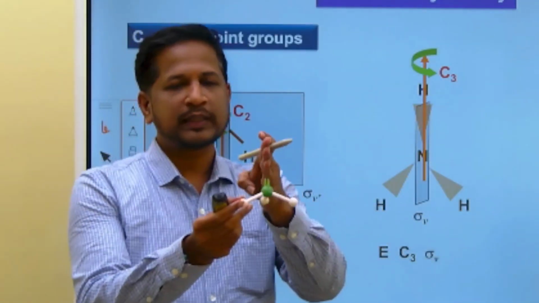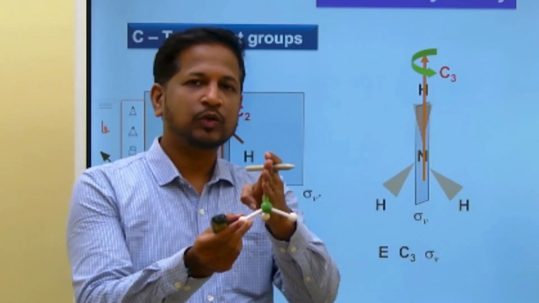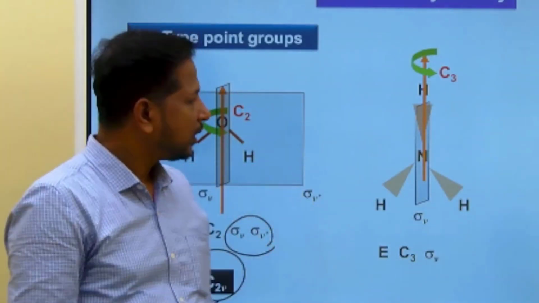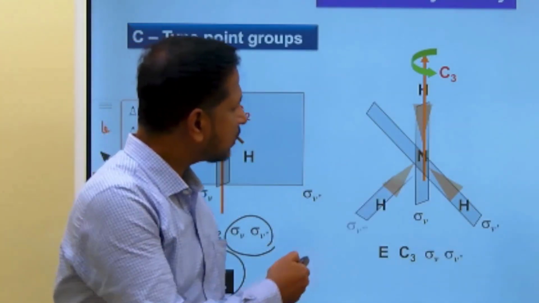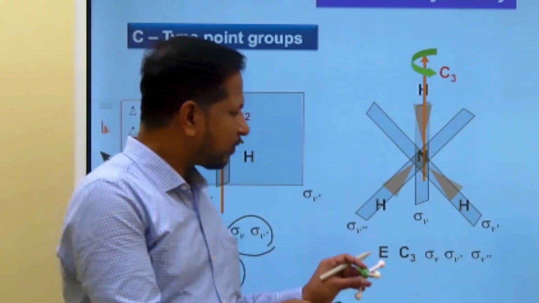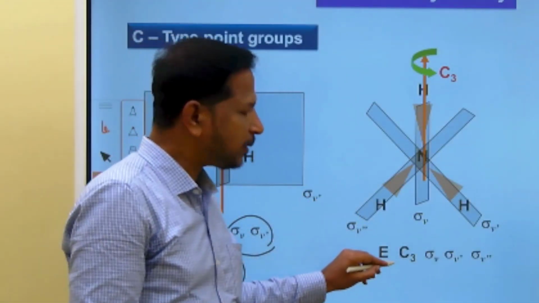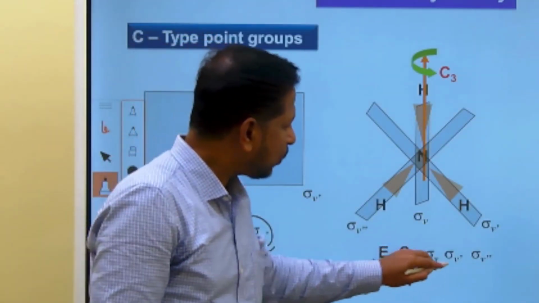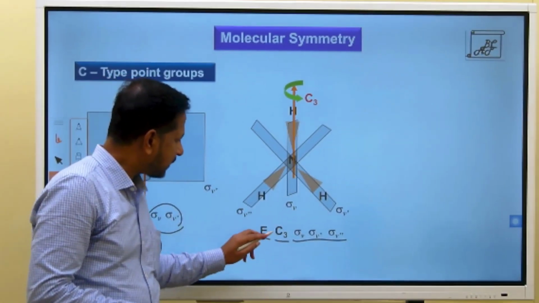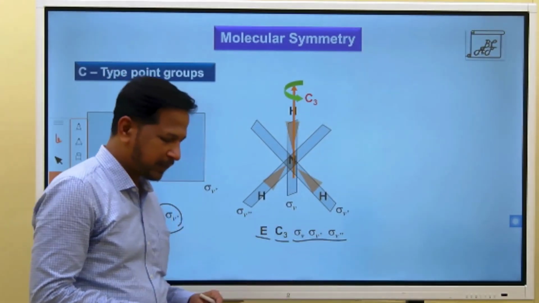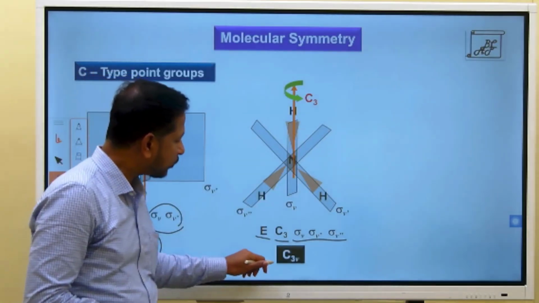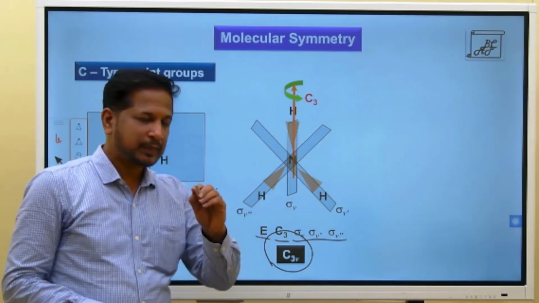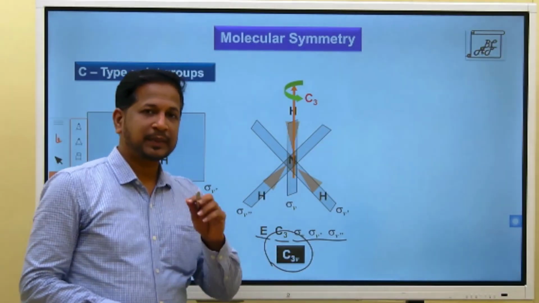After the proper rotational axis, there is a vertical plane present in this molecule. This is the first vertical plane present which divides the molecule into two halves. Similarly, the second vertical plane and the third vertical plane. So in case of ammonia, you can see an identity element is present, a C3 proper rotational axis is present and three vertical planes are present. Therefore, the point group of the molecule is C3V. So C3V describes that C3 is the principal axis and there are three vertical planes present in that molecule.